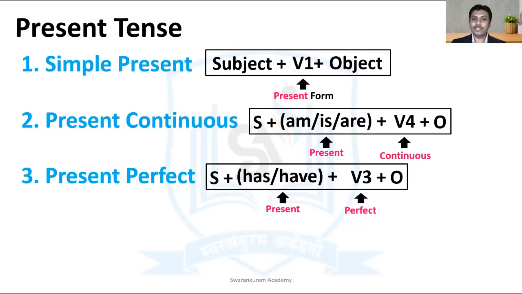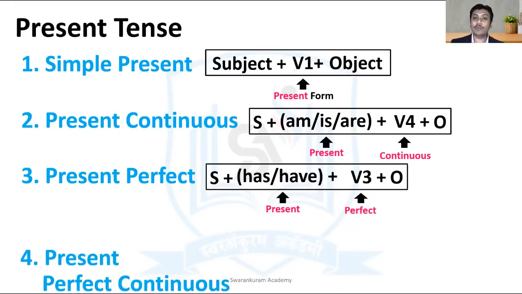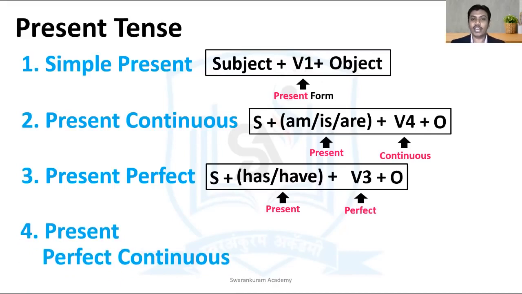Now up to this you are clear. Now in order to make the perfect continuous structure, what I need to do, I need to combine both of these things. Whenever I combine, I also need to indicate that it's a perfect form, and I also need to indicate that it's a continuous form. How will I do that? Simple thing. Now you need to understand one thing very, very well.